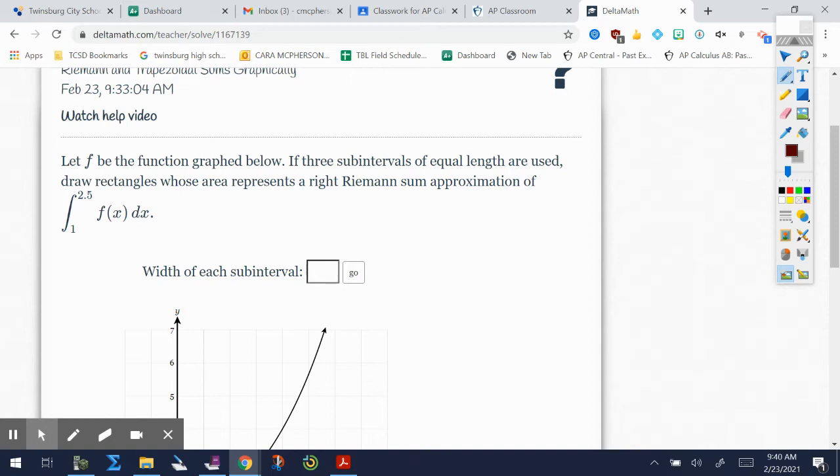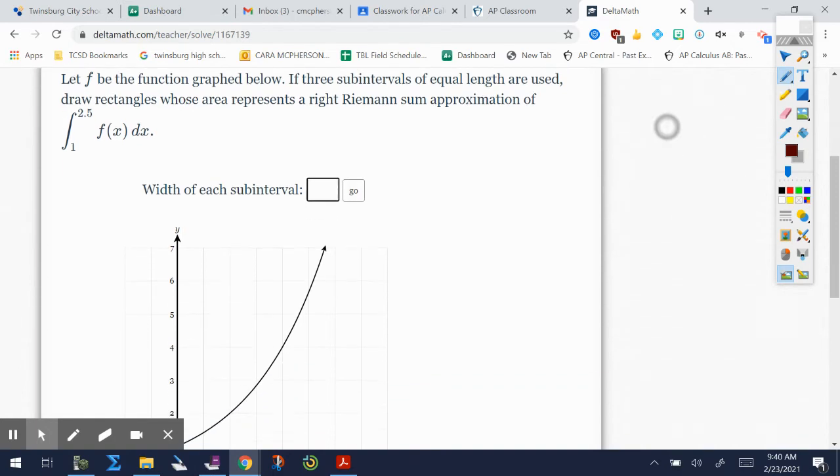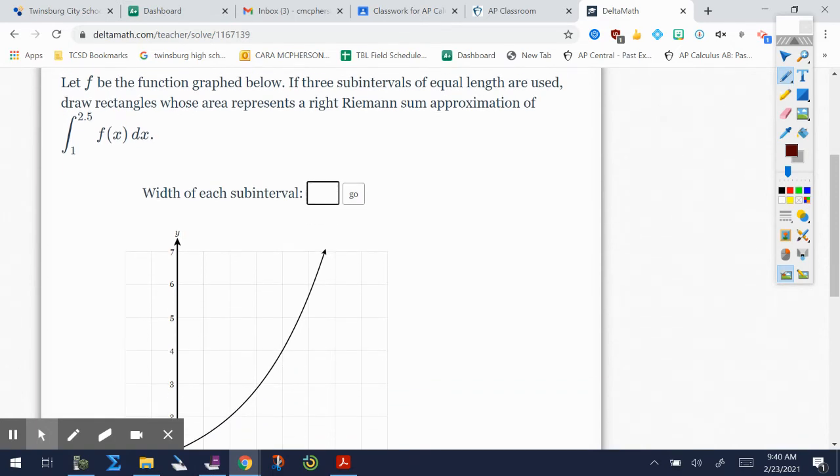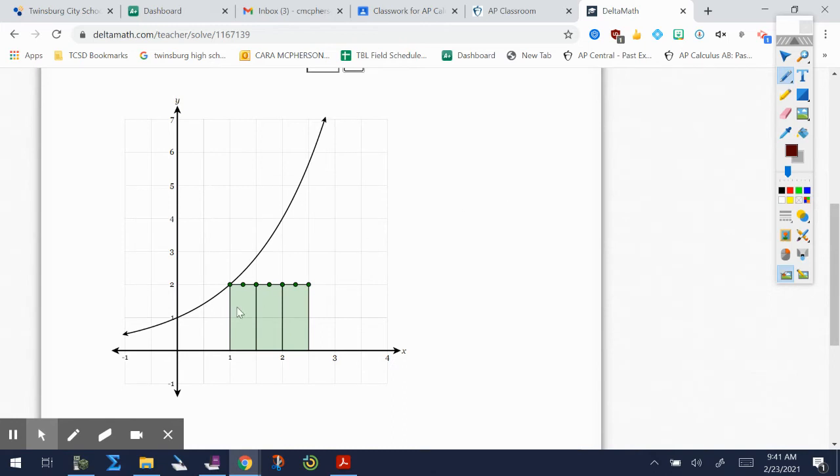It also has to tell you how many partitions I'm doing, and they call them subintervals. So this says we're going to use 3 subintervals to slice it up, and we're going to draw rectangles using a right Riemann approximation. So the first thing you have to do is figure out how wide each interval is going to be. So you're going to take your total distance, so from 1 to 2.5 is 1.5, and you're going to split it into, in this case, 3 rectangles. So 1.5 divided by 3 is 0.5. So I'm going to type in 0.5. And what happens when you do that is that it'll draw these little rectangles, and you can see it starts at 1, it ends at 2.5, these 3 rectangles.